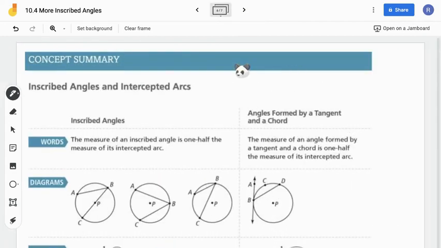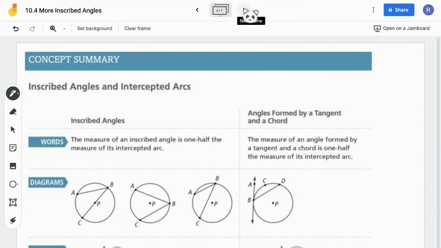This is just kind of recapping what we looked at, right? So you should have some notes from today on inscribed angles, as well as our equation. And you should have this property about tangents and a chord along with this other equation.